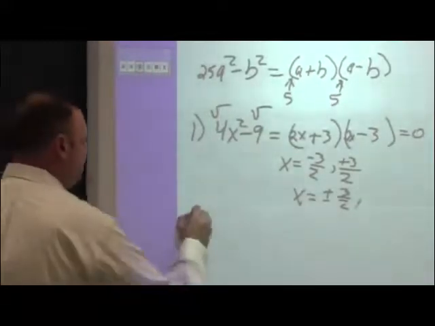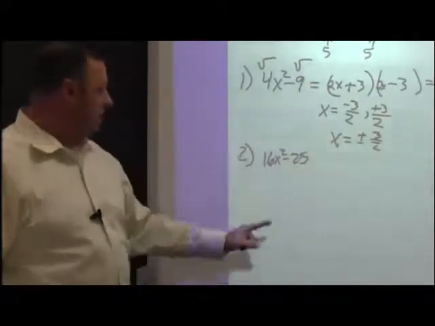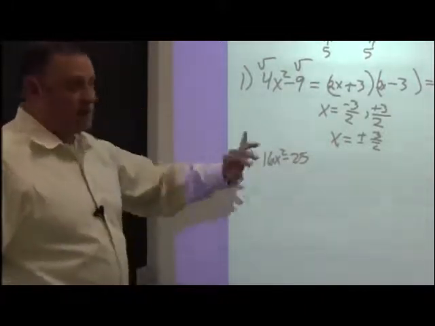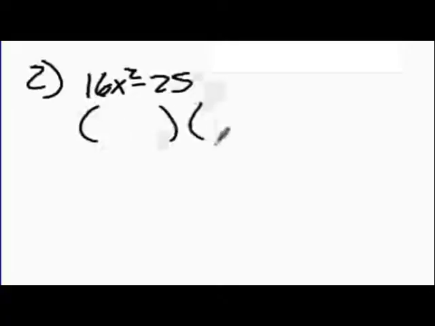Let's do another one. 16x squared minus 25. Well, you'll notice how many terms we got. We got 2. They're separated by a minus. Hey, those are those perfect squares. That should be a red flag for you. If you want to factor it, what goes in the fronts? Square root of 16, 4x, 4x. Last term's negative, sign's got to be plus minus. What's the square root of 25? 5.